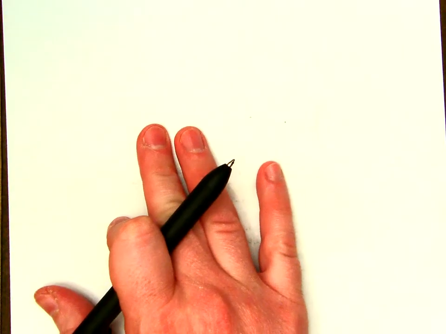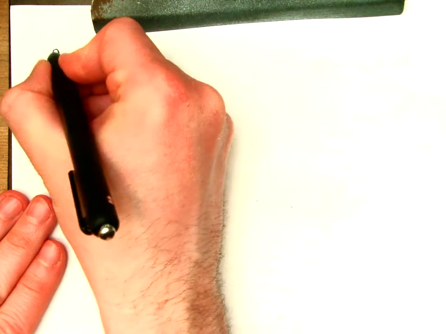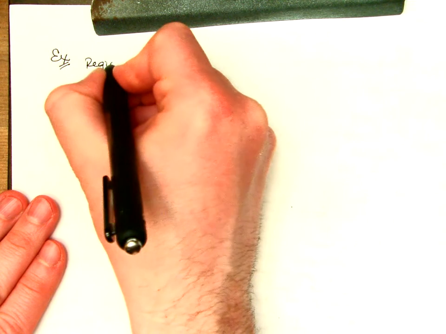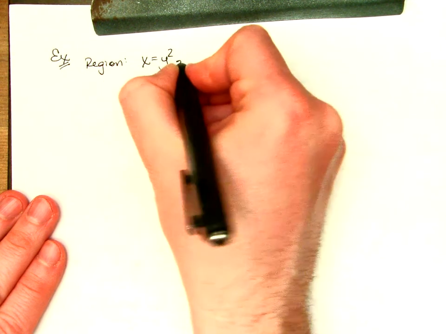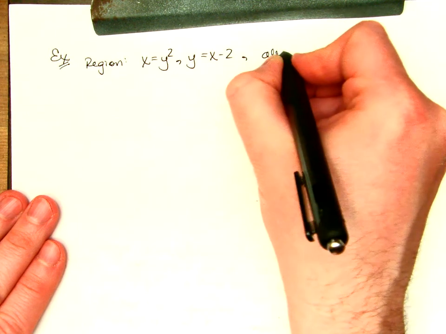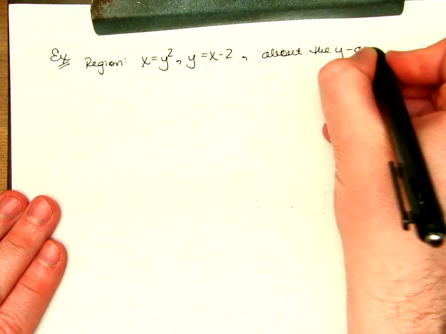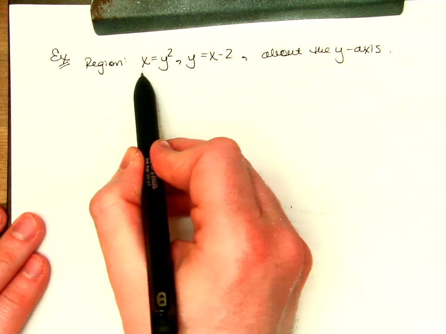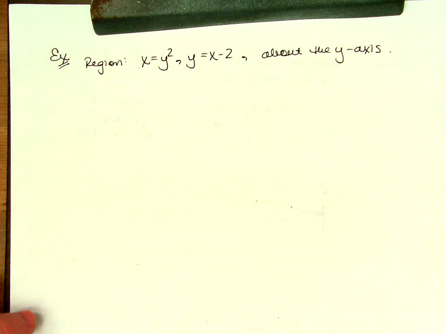Not going to bother writing out the whole setup for this one. Our deal is we're taking a region and spinning it around the y-axis. My region is going to be bound by x equals y squared, y equals x minus 2, and I'm going to spin this thing about the y-axis. Looking at the region bound by the sideways parabola x equals y squared and the line y equals x minus 2, I'm going to spin this about the y-axis.